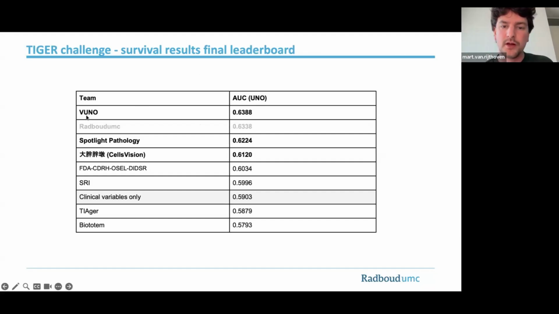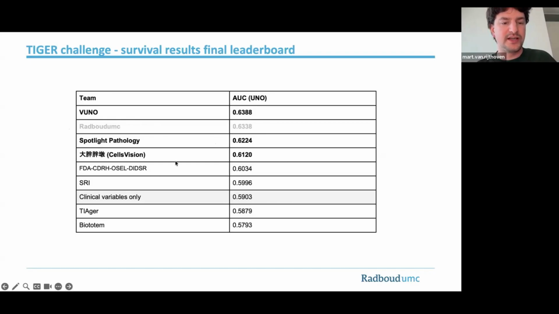The winner of the challenge was Vuno. Very interesting. We will see also later on their way to compute TILs. Dropout UMC was a baseline model developed by a master student, Cyril. But because we were the organizers, the baseline model wasn't really a result that would participate in the final leaderboard. So it was not counted as a real position.